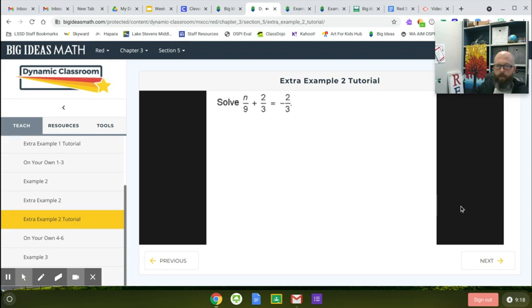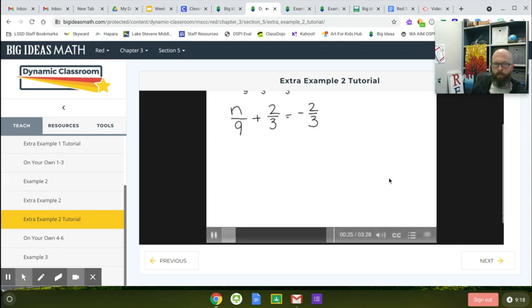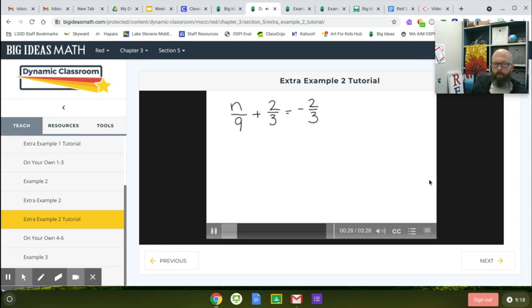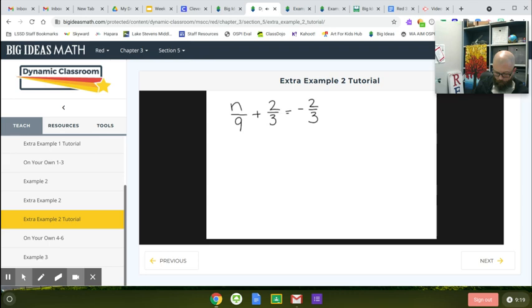Solve n divided by 9 plus 2/3 equals negative 2/3. So first let's rewrite our equation. We have n divided by 9 plus 2/3 equals negative 2/3. So first notice there are two operations in the equation. We divide by 9 and we add 2/3. So this will be a two-step equation. Also, the goal of this equation is to get n by itself. So let's start by getting n divided by 9 by itself, and then we'll use another step to get n by itself.